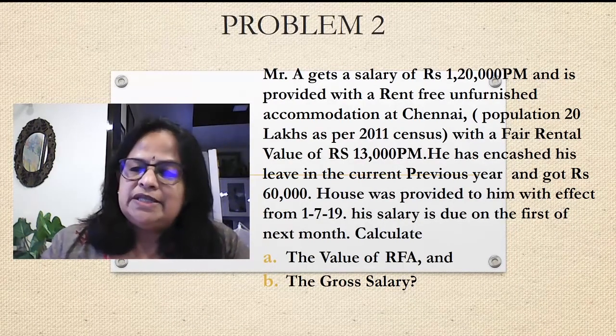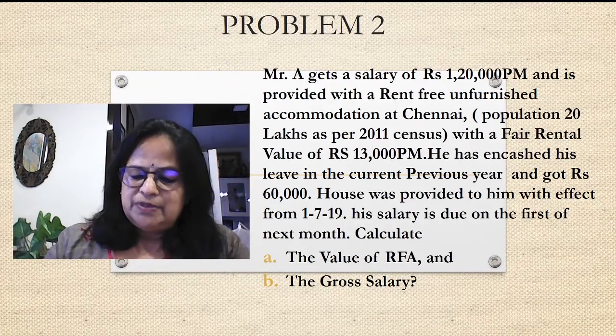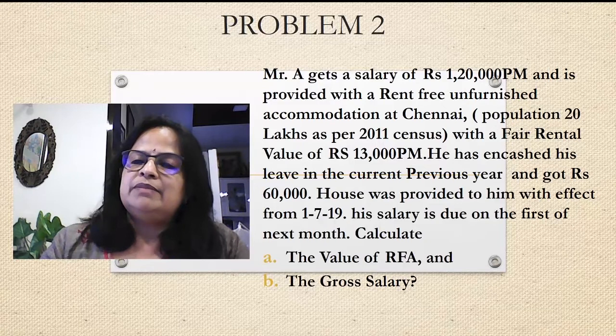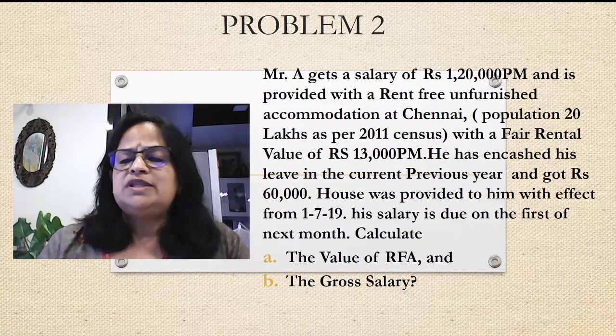So July he is getting, meaning August only we will start counting. August, September, October, November, December, January, February, March. 8 months only he is getting RFA. This is very, very important.